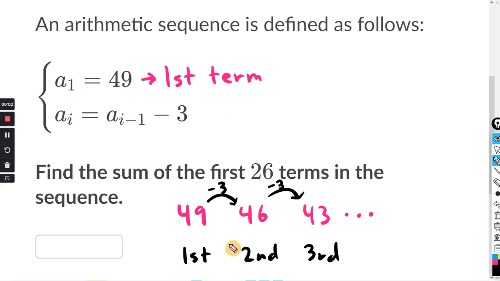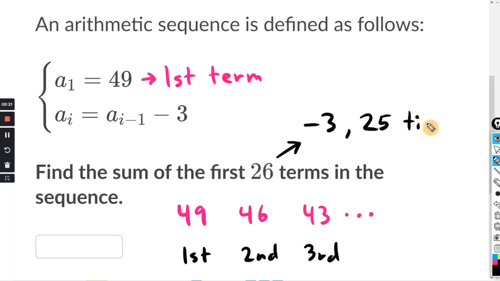Okay. Now notice, to get from the first term to the third term, we have to subtract 3 2 times. All right, so to get to the third term, you subtract 3 2 times. To get to the 26th term, because they're asking us for the first 26 terms, you have to subtract 3 25 times. All right, just like we did here.